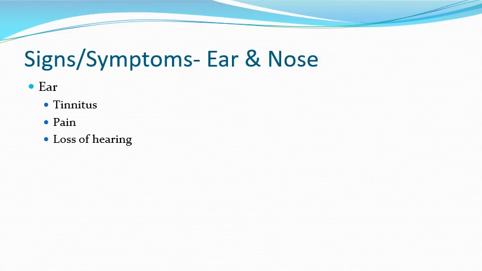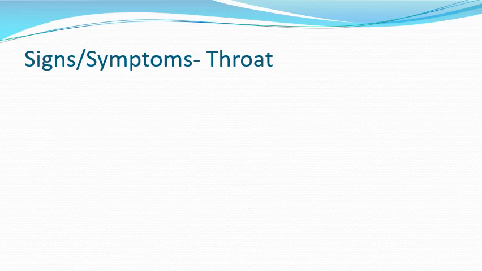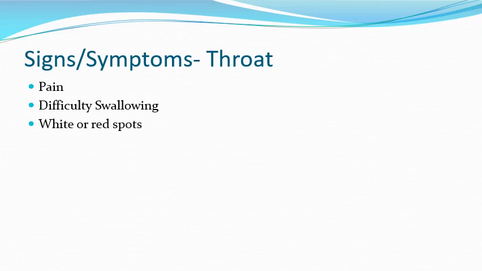So for the ear and nose: tinnitus, or ringing in the ears, pain, loss of hearing. With the nose, very common with your allergies and upper respiratory infection: any runny nose, congestion and pressure within the nasal region. With the throat, you have pain, difficulty swallowing, white or red spots. Many of the throat infections can produce white or red spots on the tonsils and soft palate. That could be indicative of an infection.